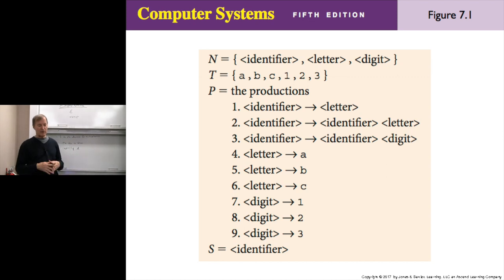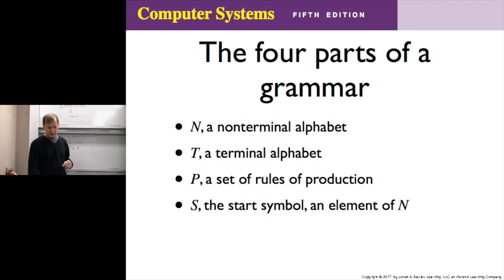And here in figure 7.1 is a specific example of a grammar. Now what did we say N was? N is a what? What does it say here? Non-terminal. So do you see, how many elements are there in N in figure 7.1? How many elements in that set? Three. There's three. So identifier is a non-terminal symbol. Letter in brackets is a non-terminal symbol. And digit in brackets is a non-terminal symbol. Is everybody clear? Okay. And what about T?